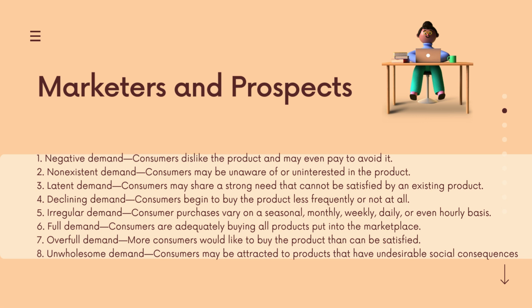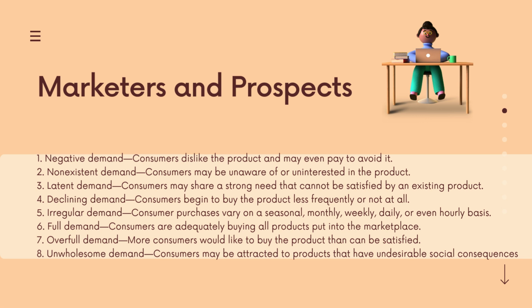The fifth one is irregular demand, wherein consumer purchases vary on a seasonal, monthly, weekly, daily, or even hourly basis. So irregular demand is something which is kind of predictable. It depends upon the season, the month, the week, and it also depends upon the mood of the consumer, right? Customer.